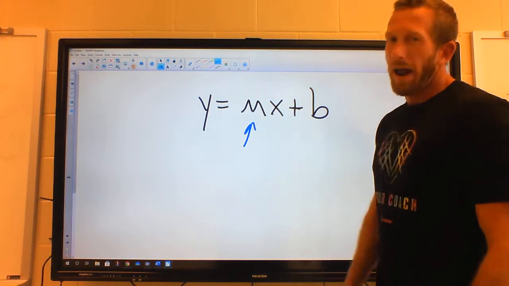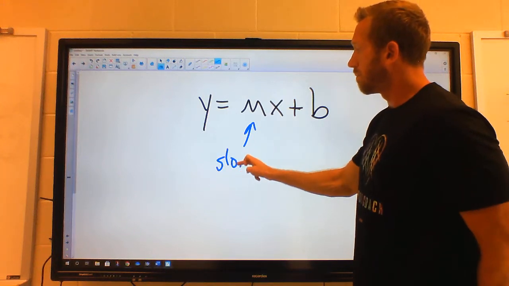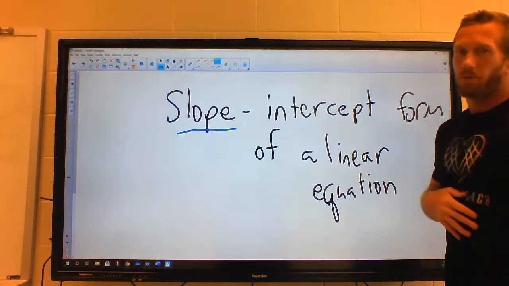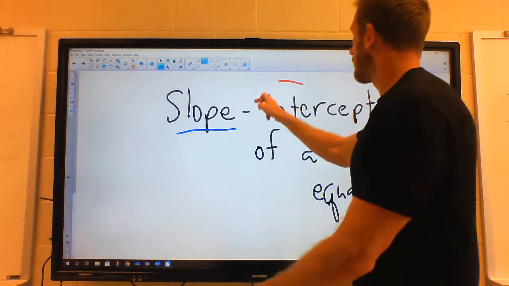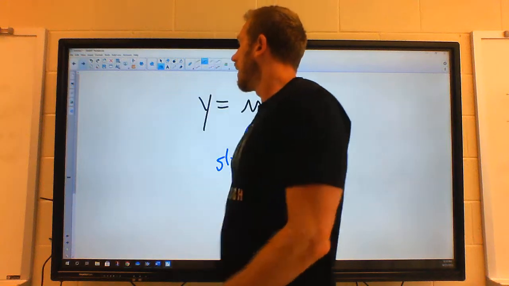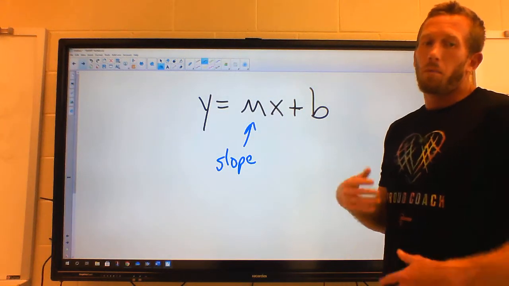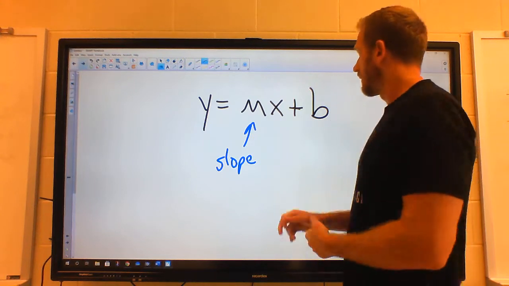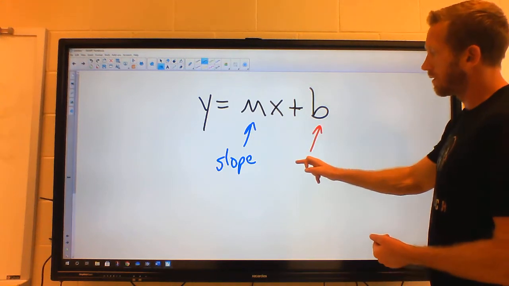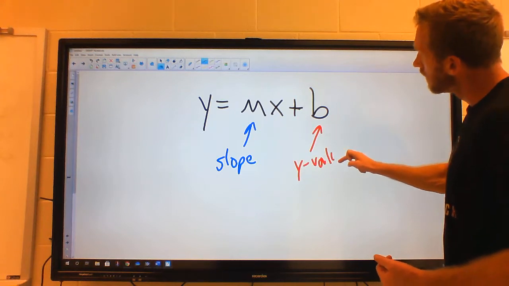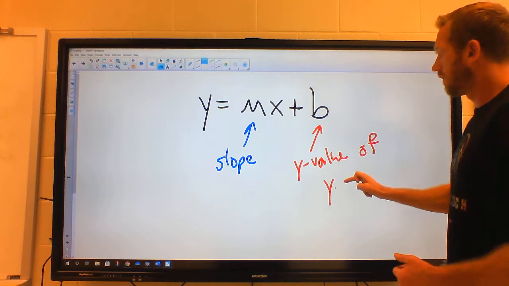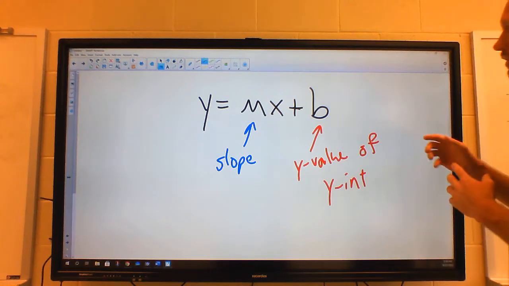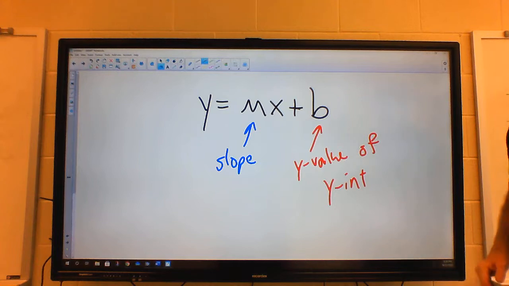So this letter m represents the slope, which makes sense. It's the slope-intercept form, so something else needs to represent one of our intercepts. Remember, the intercept is the point at which our function crosses one of our axes. So this is actually going to be the y value of the y-intercept. So we're looking specifically at the y-intercept.